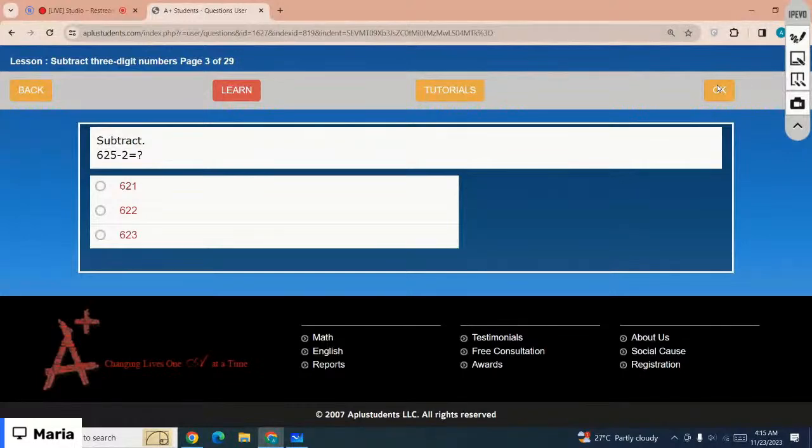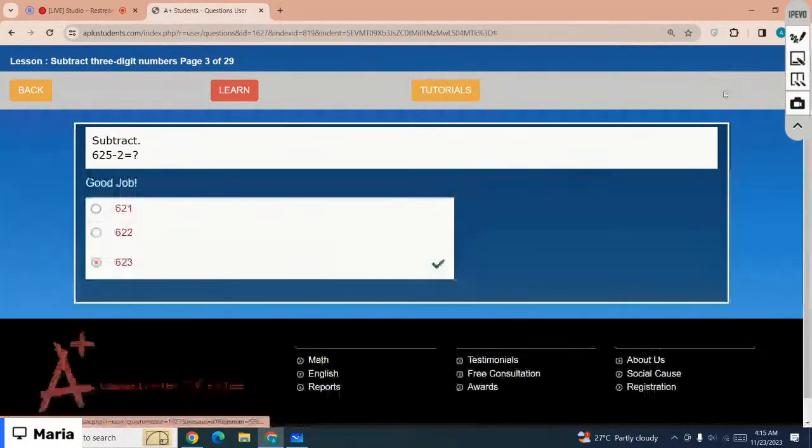Okay, 625 minus 2 equals. Yes, the correct option is 623. If you already know the answers, you can write down the answers in the chat box, right?